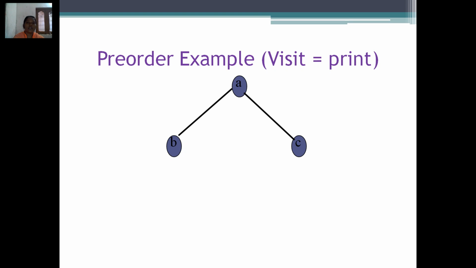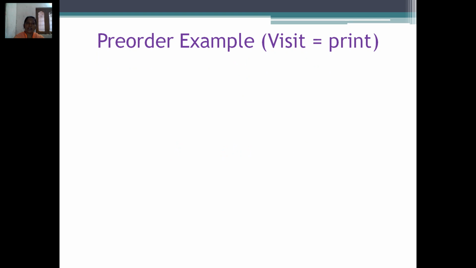In pre-order, we have to traverse the root node first. What is the root node here? A is the root node. Then we have to visit the left subtree. Here the left subtree is only B. B doesn't have any child. Then move to the right child. What is the right child of A? Here, C. This is the pre-order traversal method. So let us move to the next example.